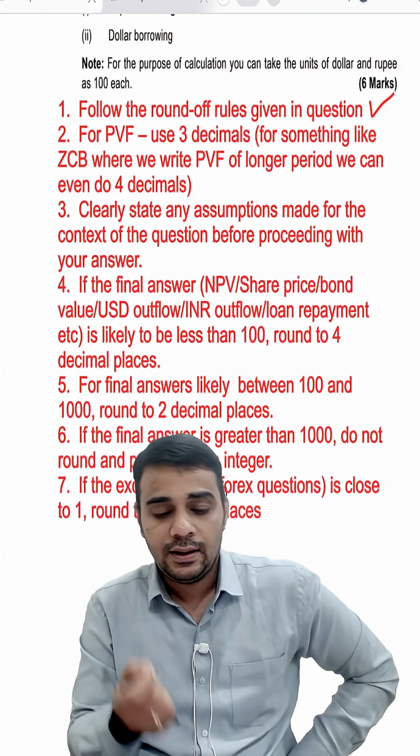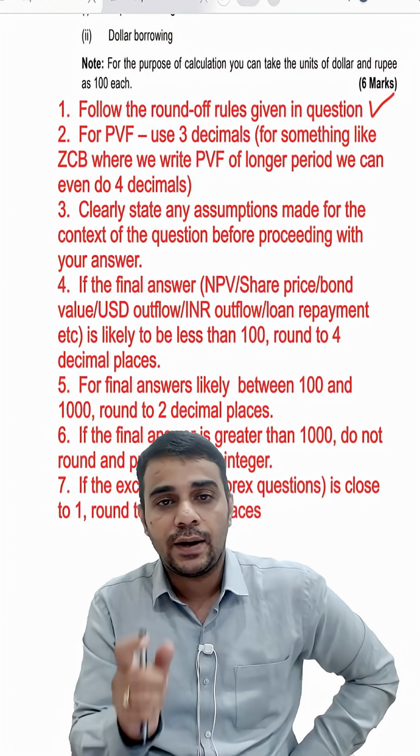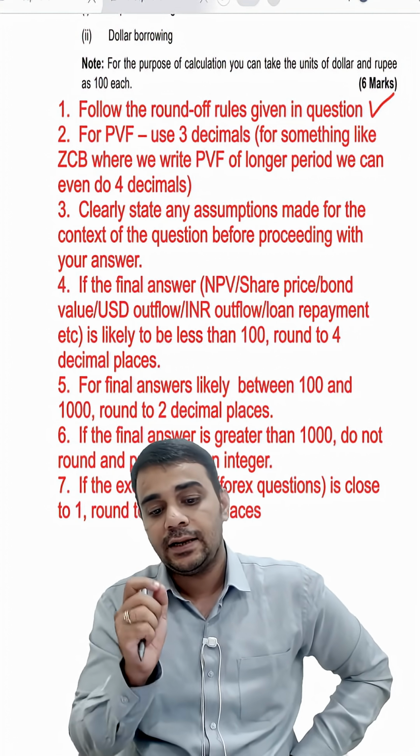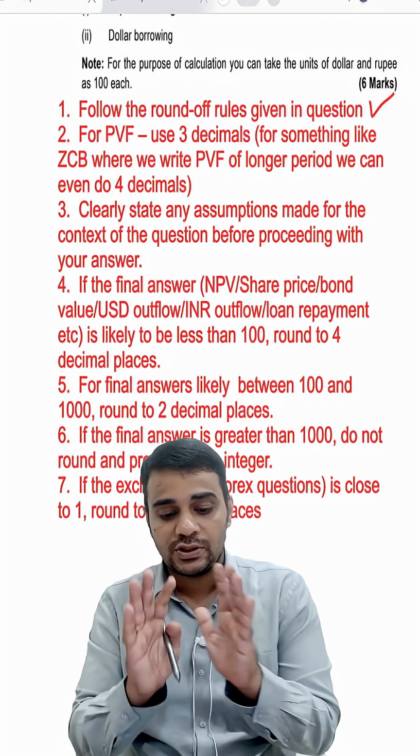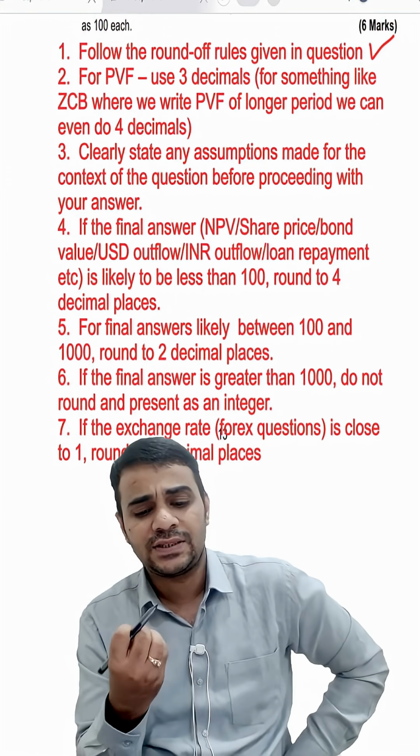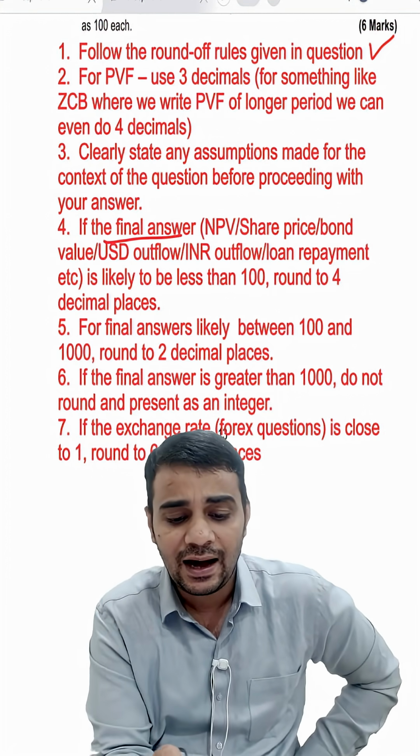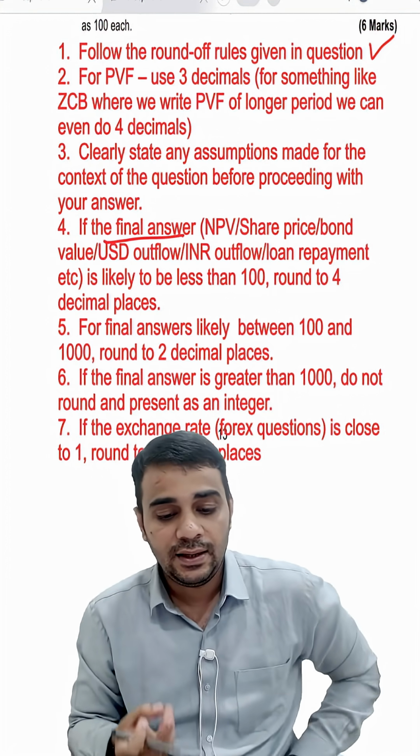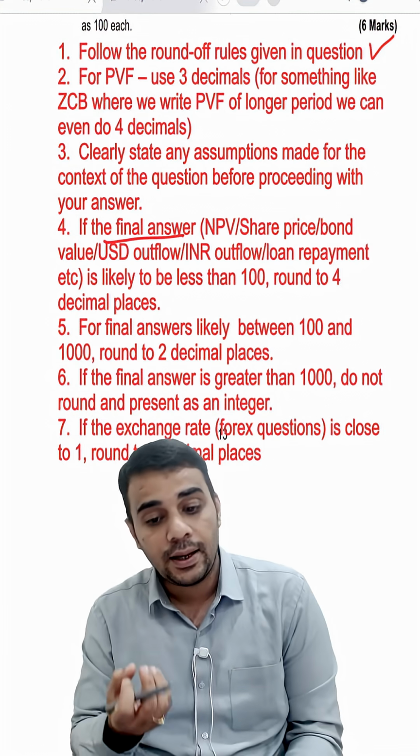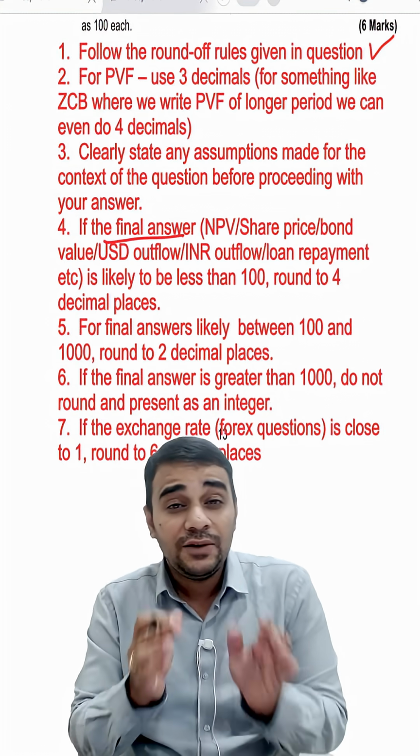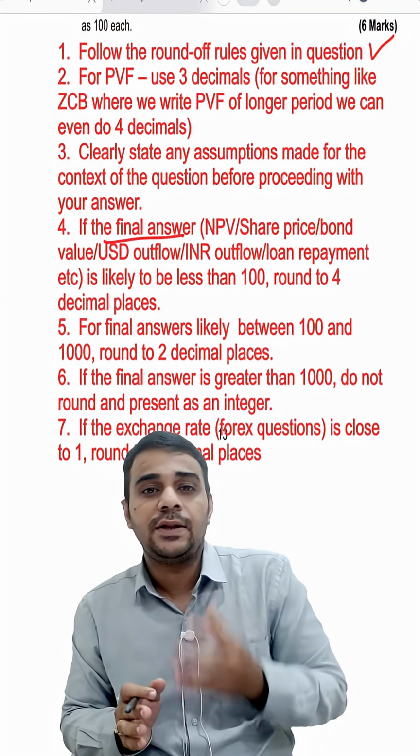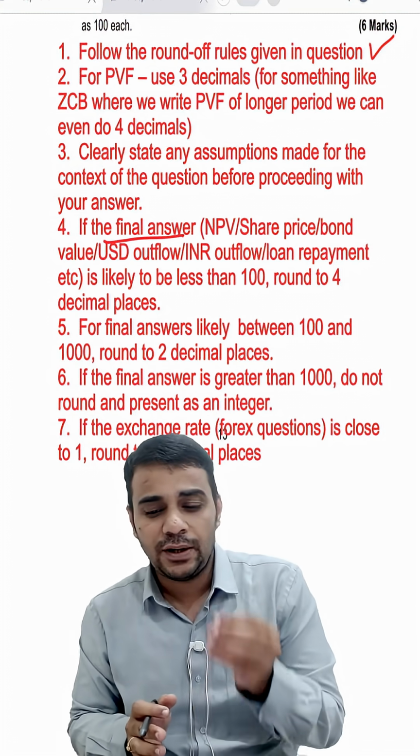Point number 3, whatever you are doing, please write your assumptions clearly. If at all it is going to make an answer difference, then write your assumption. Now comes the most important point. You have to guess, give some estimation, whether your final answer, that is either your NPV or the share price which you are valuing or the bond value or the INR outflow, USD outflow, is likely to be less than 100. Then 4 decimals you can follow. 2 decimals is also fine, but 4 decimals, let's keep.